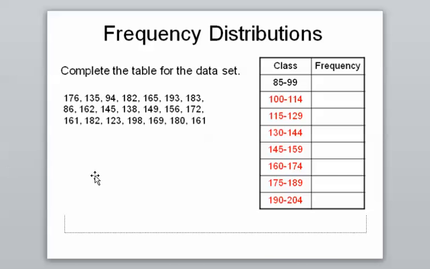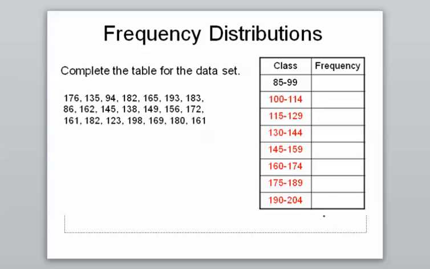So what I do to decide this is I try to look at this and break it up into classes that make sense to do. So I divided it up with 85 to 99, and then from 100 to 114, 115 to 129, 130 to 144, and so forth, and then 190 to 204. And then I wrote down how many times these numbers occurred in each one. It's a tally system that you need to pick up, okay?